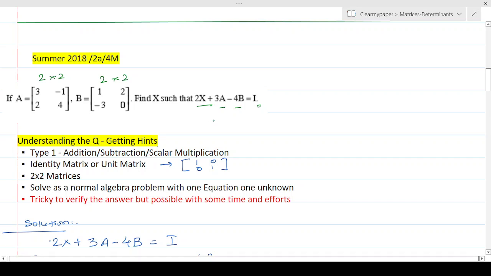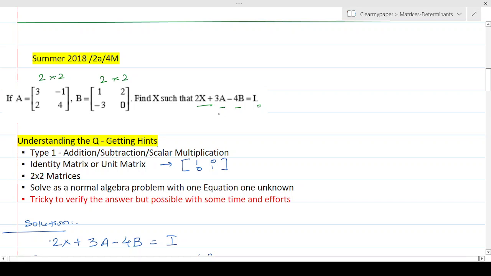Before I start the problem, like I always say, first understand the question 2 or 3 times, get the hints, compose yourself mentally, have a plan, and then start the problem. If I'm reading this problem in the examination hall, I'm going to take a quick deep breath, close my eyes, and think in my head what ingredients I have to cook this particular problem, right? Now, I know that this looks like a type 1 problem, where it has a combination of addition, subtraction, and scalar multiplication.